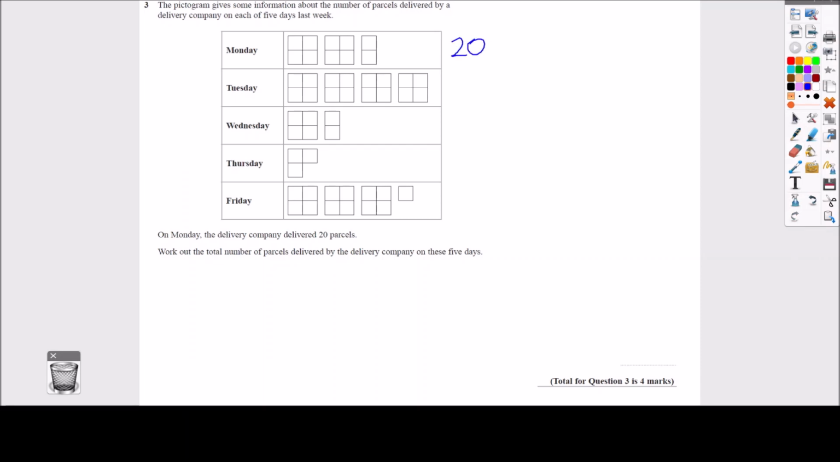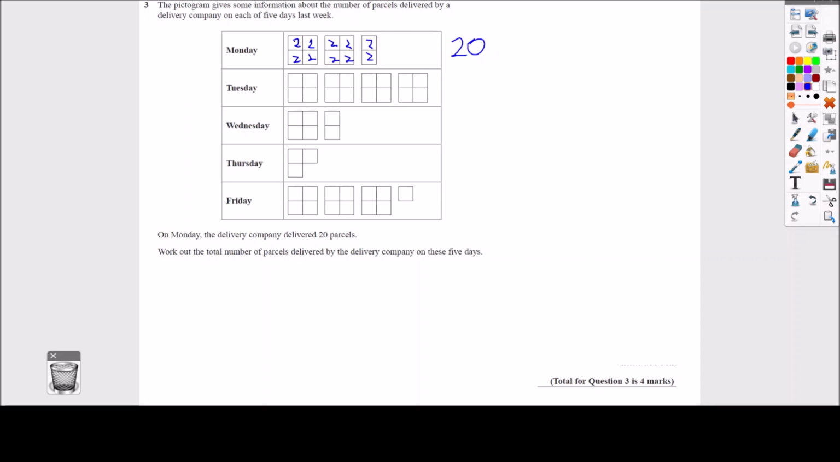Now, how many small squares have we got? 4 plus 4 plus 2, that's 10. So 10 small squares represent the 20 parcels. So each single one must be 2. Just put in all the 2s there. We can then double check. Each of those must represent 2: 2, 4, 6, 8, 10, 12, 14, 16, 18, 20.